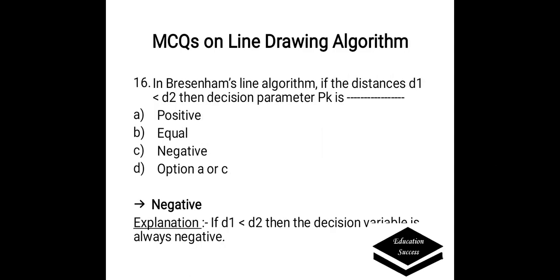In Bresenham's line algorithm, if the distance d1 is less than d2, then decision parameter pk is: options are A. positive, B. equal, C. negative, D. option A or C. The correct answer is negative. If d1 is less than d2, then the decision variable is always negative.